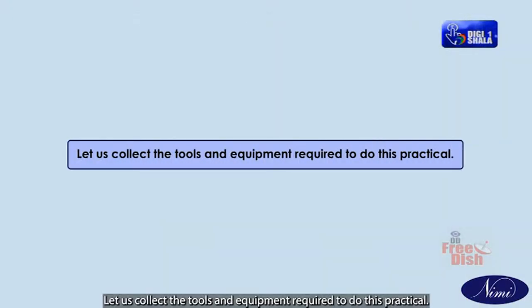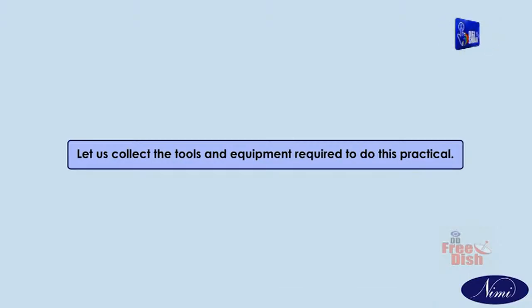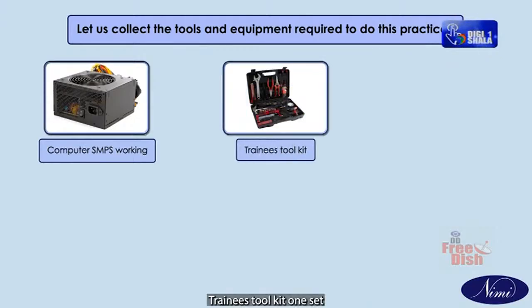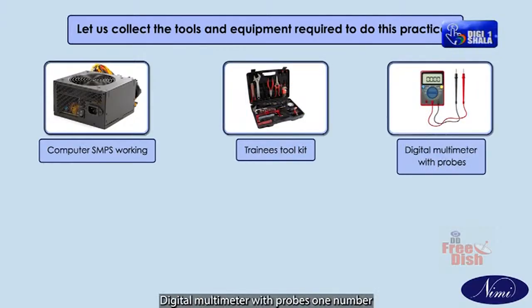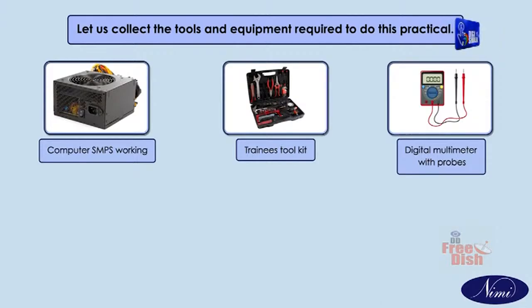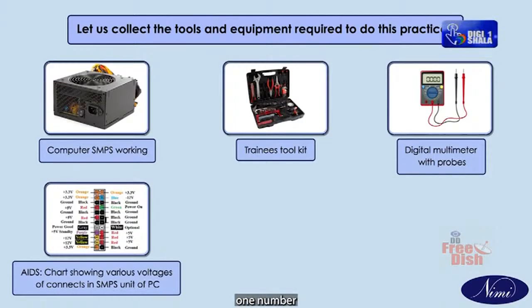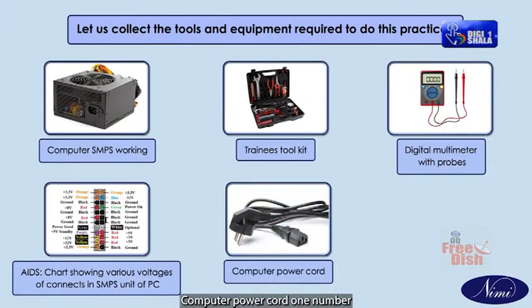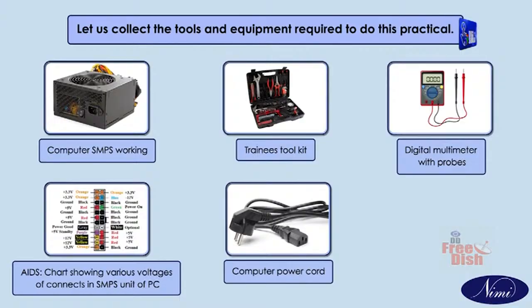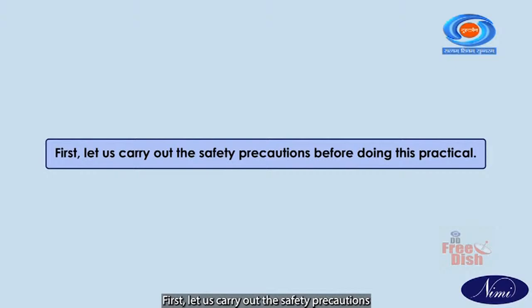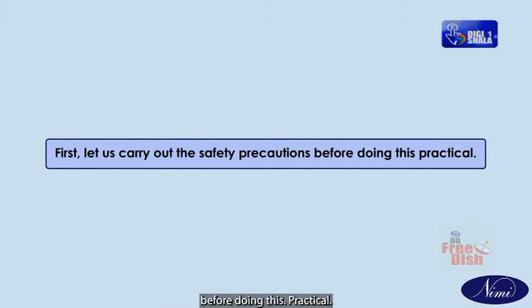Let us collect the tools and equipment required to do this practical. Computer SMPS working, 1 number. Trainee's toolkit, 1 set. Digital multimeter with probes, 1 number. Aids: chart showing various voltages of connectors in SMPS unit of PC, 1 number. Computer power cord, 1 number. Hookup wire as required.